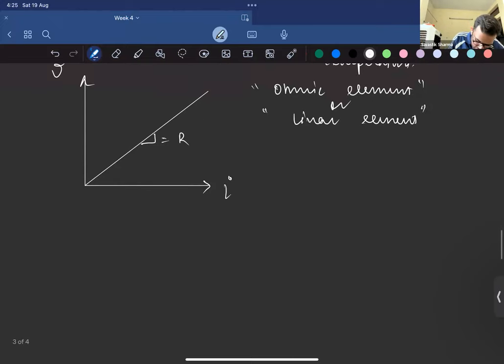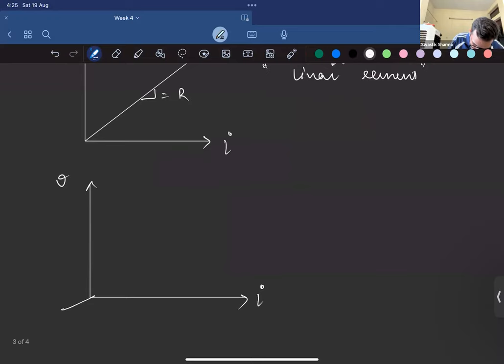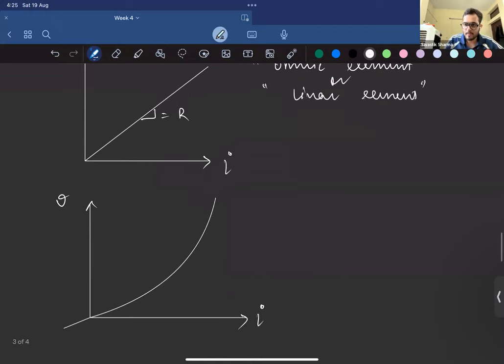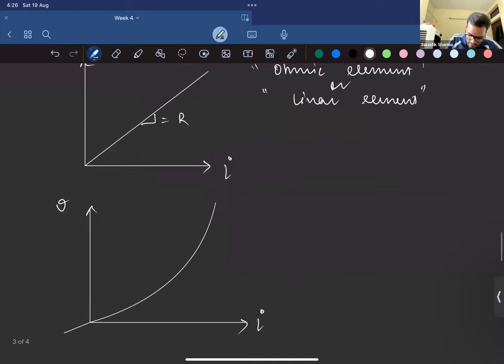But if I draw a VI characteristic like this, okay, this is also a VI characteristic. This is of a diode. It's not drawn to scale, but you can safely assume this characteristic is of the diode, right? We call them a non-ohmic characteristic, yet they have what we call a VI graph, a VI characteristic. They have a VI plot. They have a certain variation between V and I.